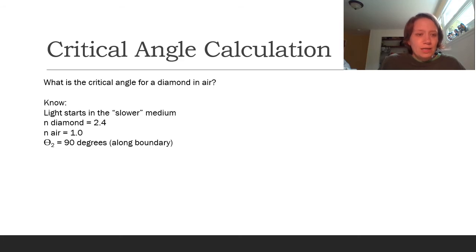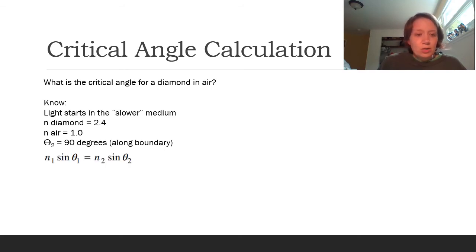So if I was solving this, I would know that light would have to be starting in the slower medium. So the diamond would have to be my n1. And I know that n for diamond is 2.4, and the air would be the fast medium, so that's my n2, which is 1.0 for the index of refraction. And if we're talking about critical angle, that means that theta 2 is going to be 90 degrees. That's the angle along which it stays in the original incident material.